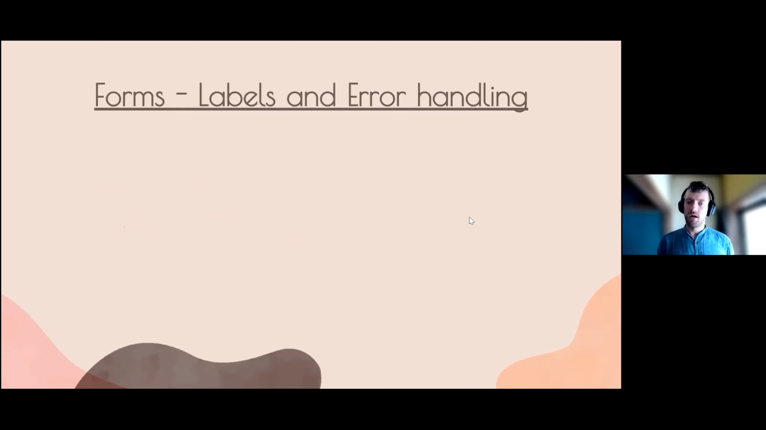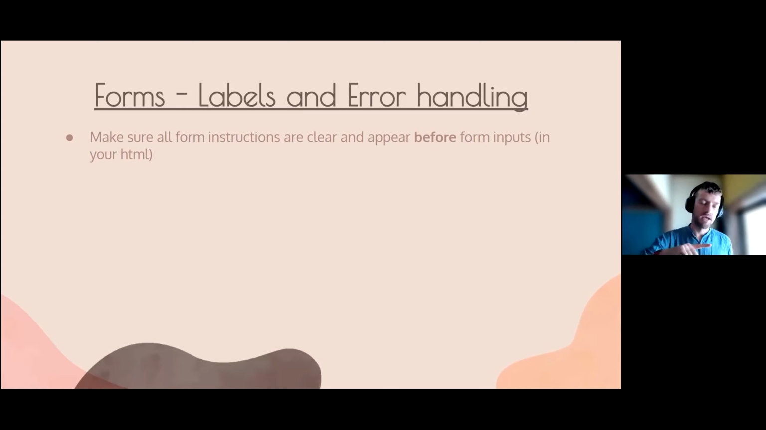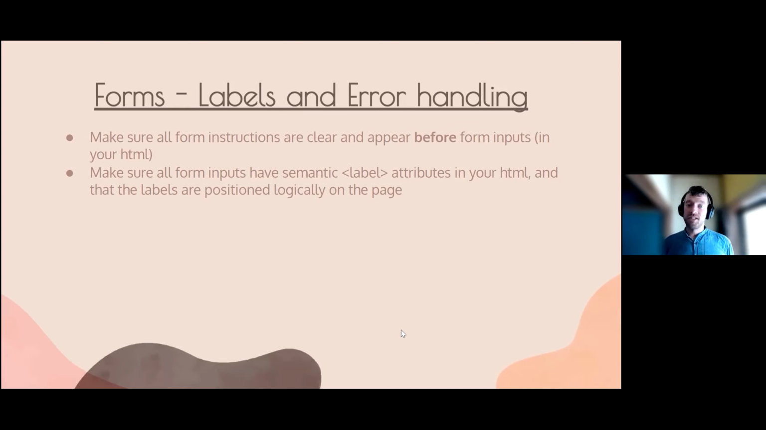Forms. This is a bit of a tricky one. So first of all, for various reasons, make sure all form instructions are clear and appear before the form inputs in the HTML. There may be a reason that you want to style your page to have, for instance, form instructions somewhere else with an arrow pointing to the form they are instructions for. Make sure that the form instructions in your HTML are just before the form input so that a screen reader can parse the information. All form inputs need to have semantic label attributes in your HTML, and the labels need to be positioned logically on the page. We're going to show an example of that in a little bit.